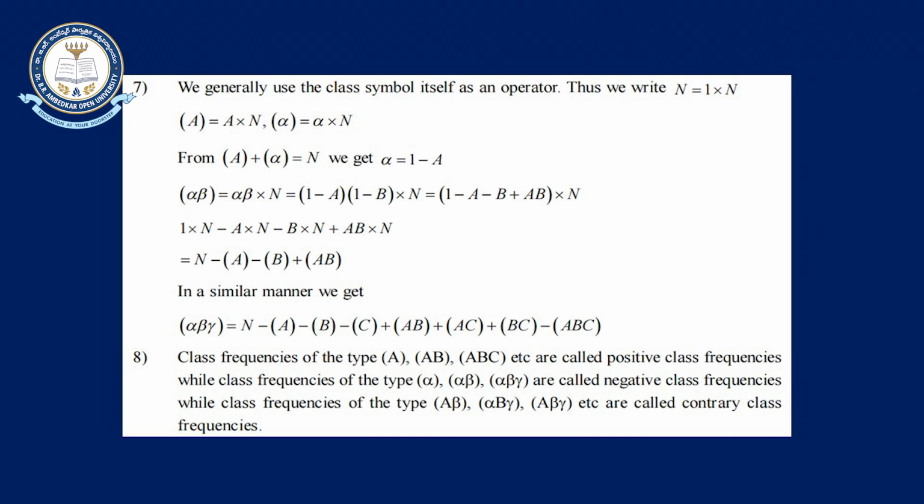Next, the classification types. Class frequencies of the type bracket A, bracket AB, bracket ABC are called positive class frequencies. Bracket alpha, bracket alpha beta, bracket alpha beta gamma are called negative class frequencies. Mixed ones are called contrary class frequencies. So, all capital letters A, B, C are positive class frequencies, all small alpha are negative class frequencies, and mixed ones are contrary class frequencies.